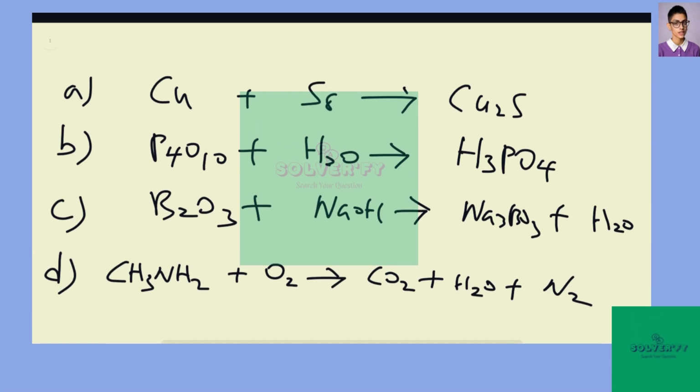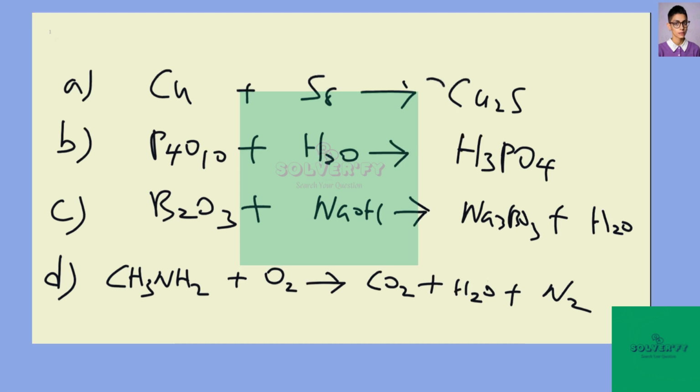So we have the balance of the chemical reaction showing over here. Let's start with the first one. We have copper and sulfur, and we have copper(II) sulfide. We have to balance that, so make sure left and right have the same amount of each element.